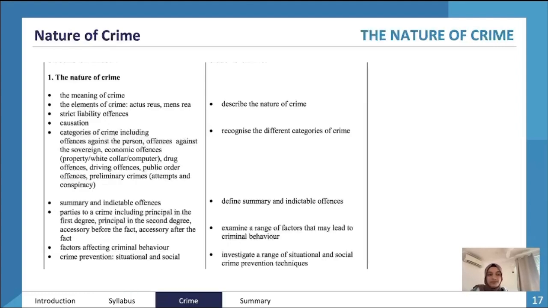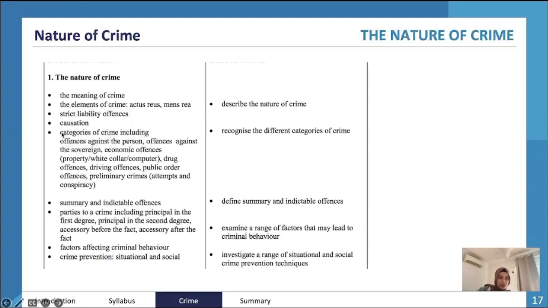All right. Now moving on to the nature of crime, where I've just got a snip of the syllabus, where we've got the different dot points literally going through, okay, this is exactly what I need to know. So I need to know what the meaning of crime is. I need to know the elements of crime. So what is actus reus? What is mens rea? What are strict liability offences? What is causation?